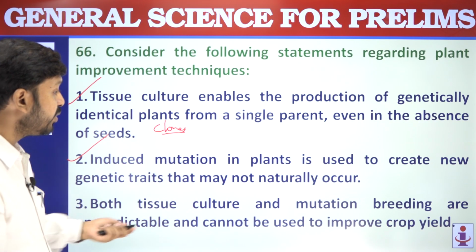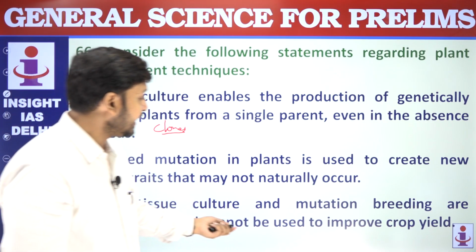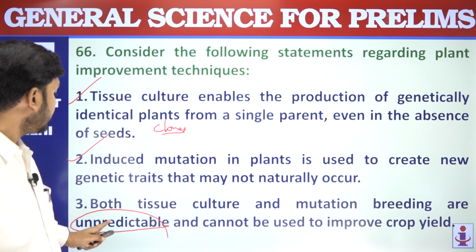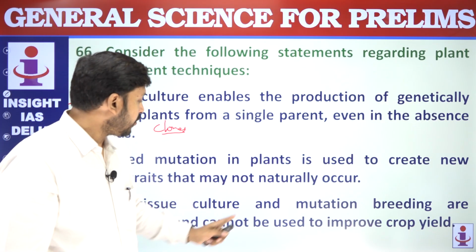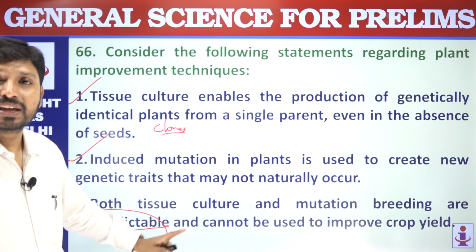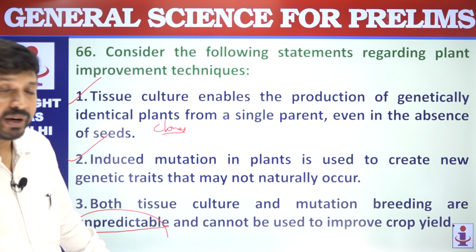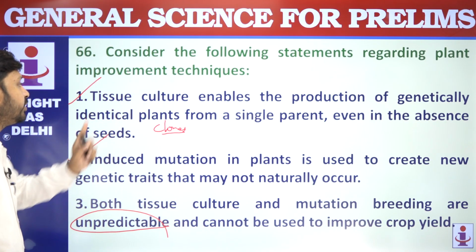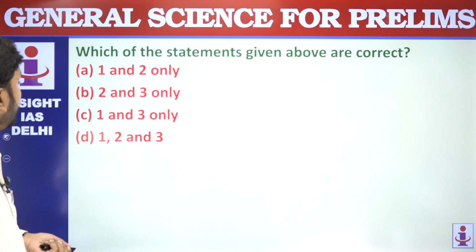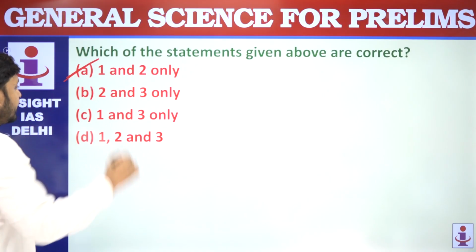Both tissue culture and mutation breeding are unpredictable and cannot be used to improve crop yield. No, this is wrong. Tissue culture is almost predictable, but in case of induced mutation, sometimes here and there it will go, so it cannot be predicted sometimes. So it can become unpredictable, but tissue culture is predictable. So this statement can go wrong. So 1 and 2 are correct, and they are asking correct. So 1 and 2 are there in option A.